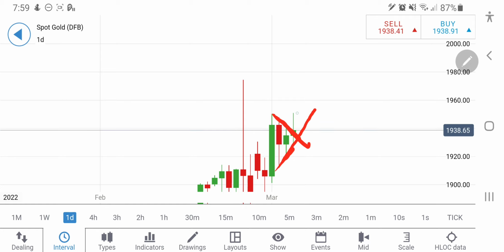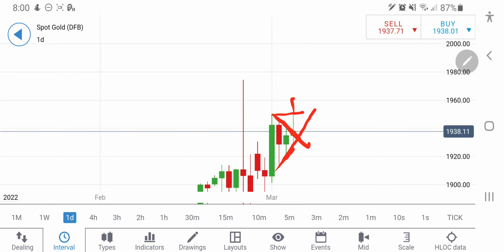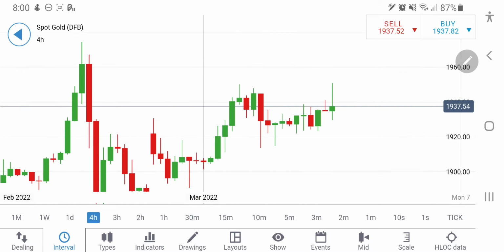How high could it go? See, 1950 is definitely the resistance, and beyond that it is going towards 1965. 1970 can also be achieved if it continues to rise, but this is just on daily charts. On the daily charts, just one observation on targets I am going to give: till the time today it remains above 1930, one can remain long, and one can expect it to rise. Now let's come back to the 4-hour charts.